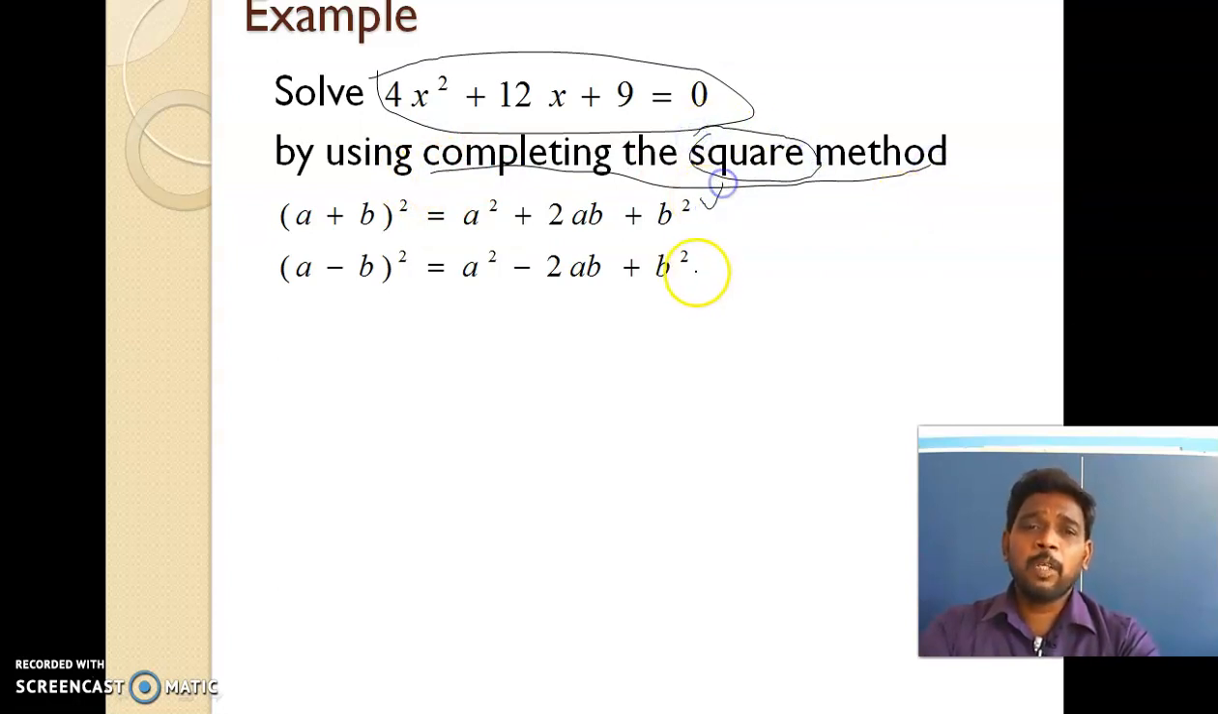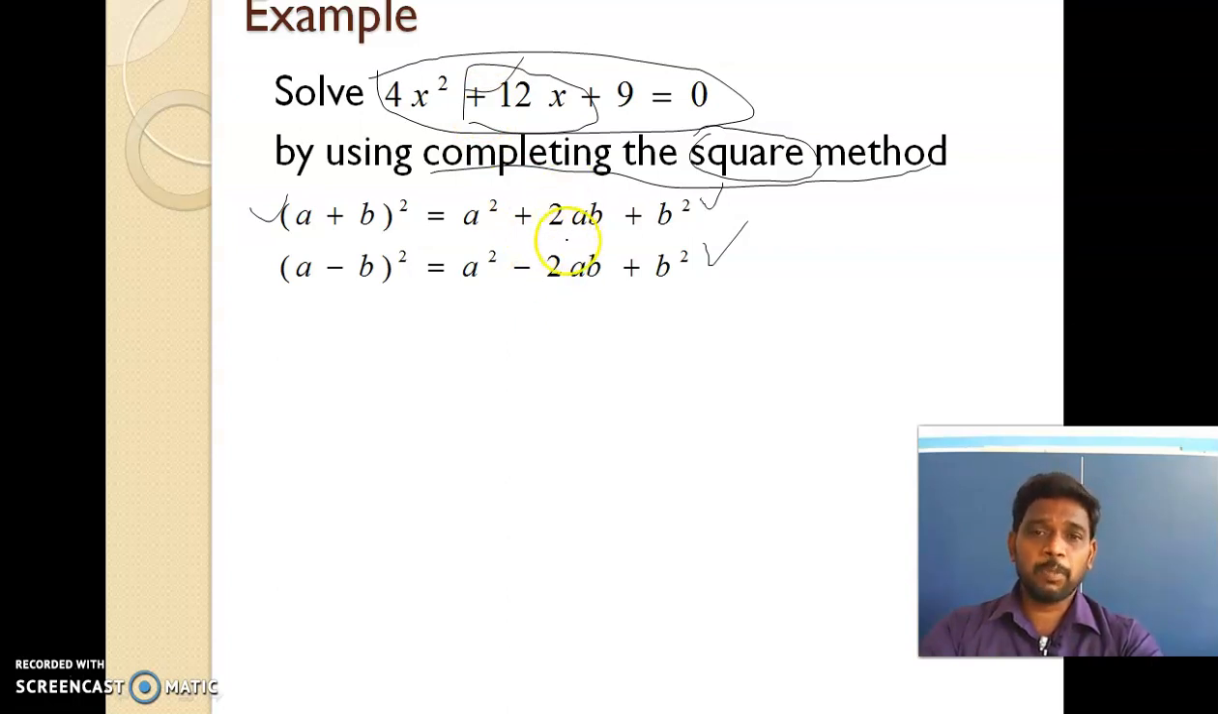We know the two square formulas in algebra: (a plus b) whole square equal to a square plus 2ab plus b square, and another one, (a minus b) whole square, right? So we are going to use either of the formulas for solving this equation. And look here, the coefficient of x is positive here, therefore we are going to use the plus formula only. If the coefficient of x is negative, we can use the second formula. That's it. So first we have to identify the formula.